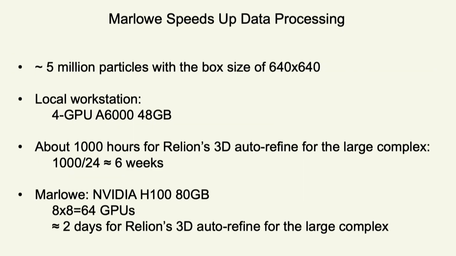One of the projects I mentioned has about 5 million particles with a box size of 640 by 640. We have a local workstation with 4 A6000 GPUs. This RELION 3D auto-refine job spent about 1,000 hours, so it was 6 weeks. I ran a similar job on Marlowe. I used 64 GPUs at a time, and the job got done in 2 days. So this dramatically sped up data processing, and we can spend more time interpreting our density maps.